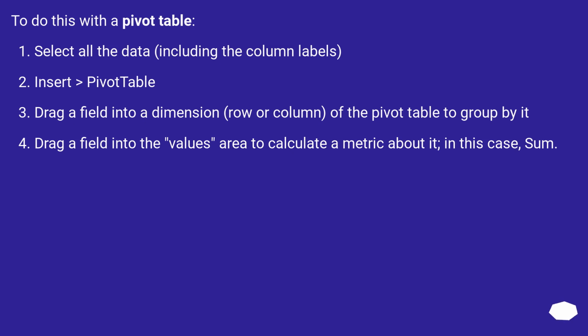To do this with a pivot table, select all the data, including the column labels. Insert > PivotTable. Drag a field into a dimension, row or column, of the pivot table to group by it. Drag a field into the values area to calculate a metric about it, in this case, sum.